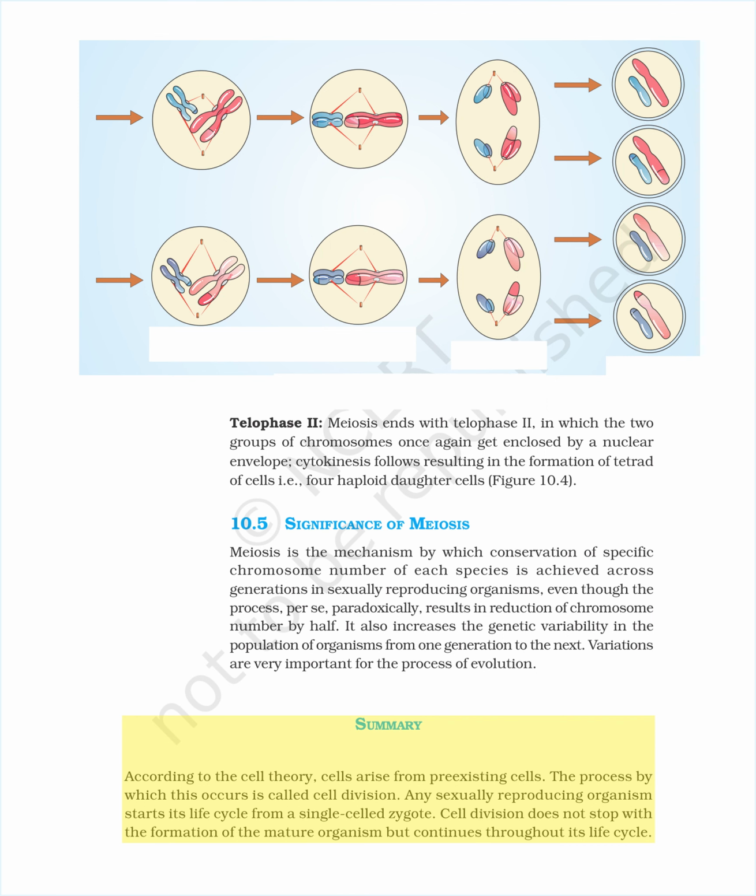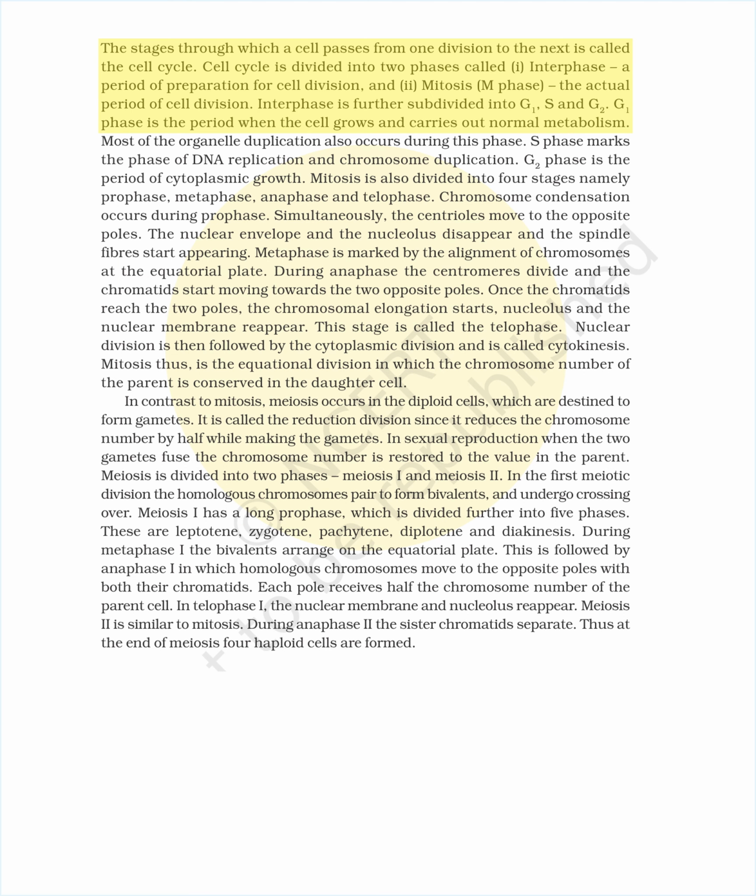Summary. According to the cell theory, cells arise from pre-existing cells. The process by which this occurs is called cell division. Any sexually reproducing organism starts its life cycle from a single-celled zygote. Cell division does not stop with the formation of the mature organism but continues throughout its life cycle. The stages through which a cell passes from one division to the next is called the cell cycle.